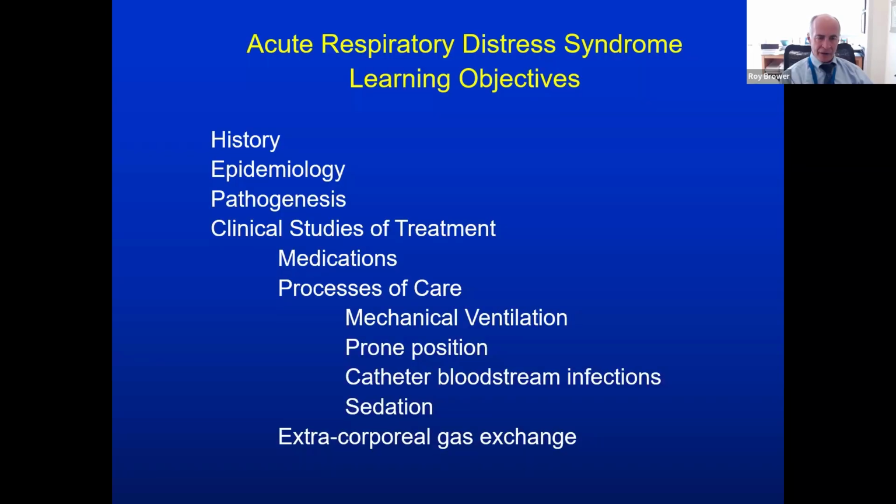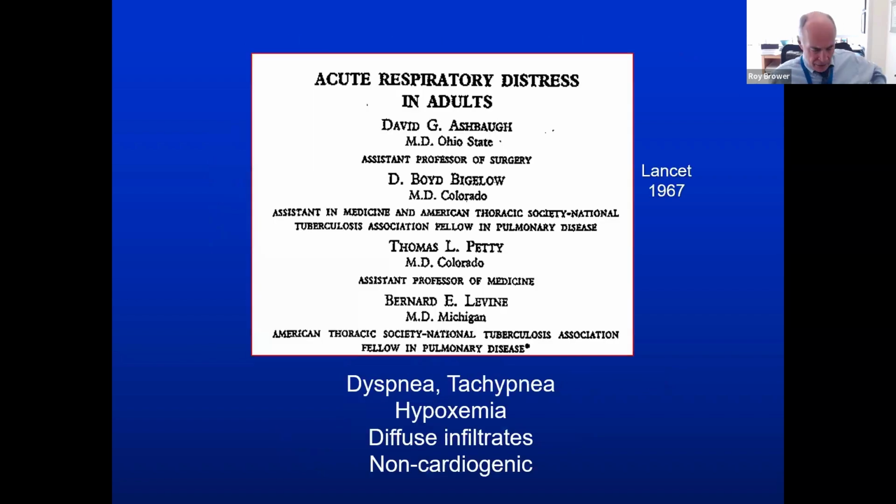History, epidemiology, pathogenesis. We'll spend more time on clinical studies of various treatment strategies because this is real to us now. We have to make decisions every day. And hopefully we'll have enough time to cover the key things that are on your minds. So let's start off with a little bit of history.